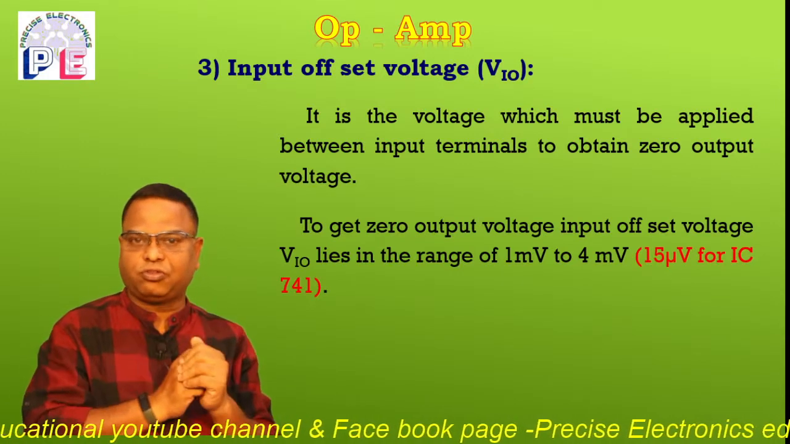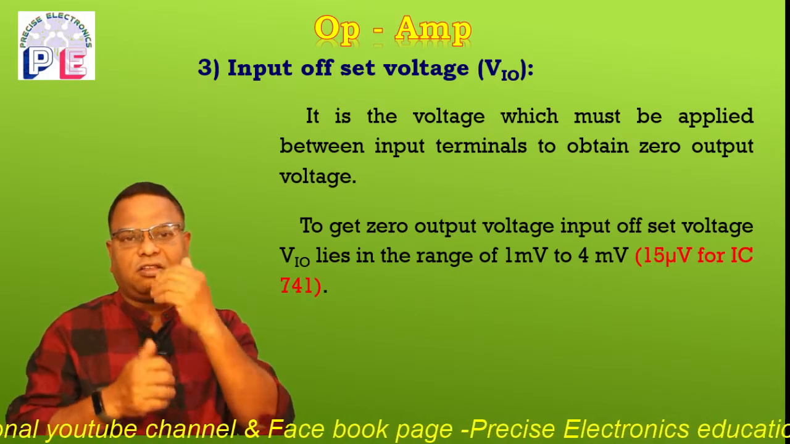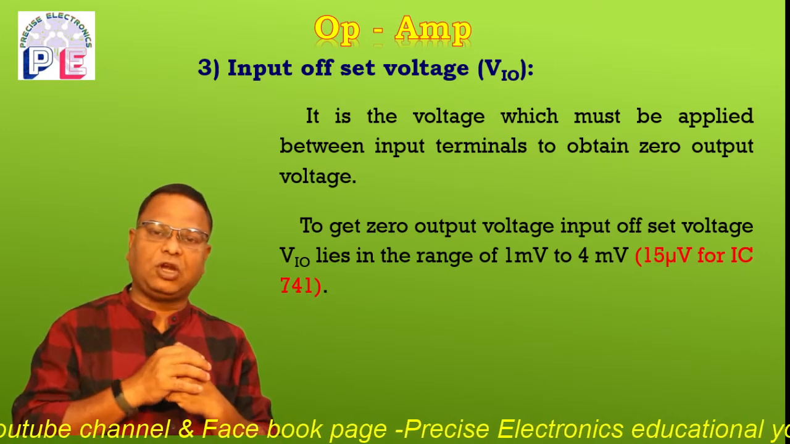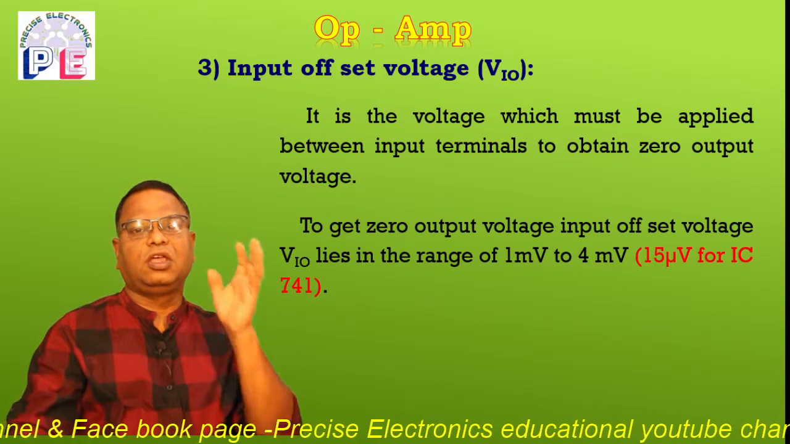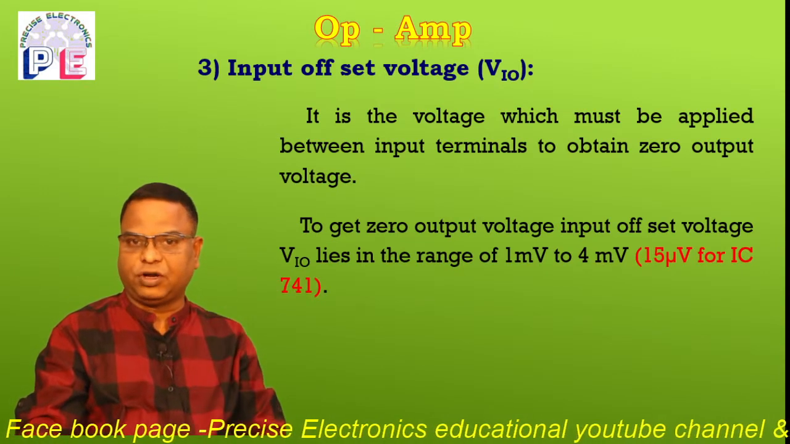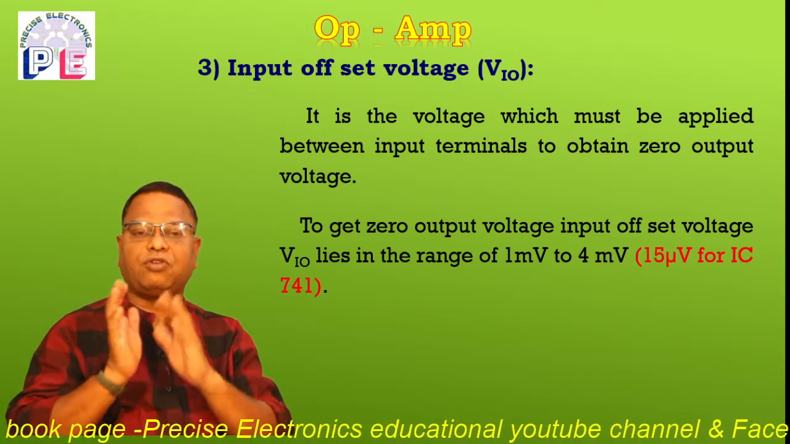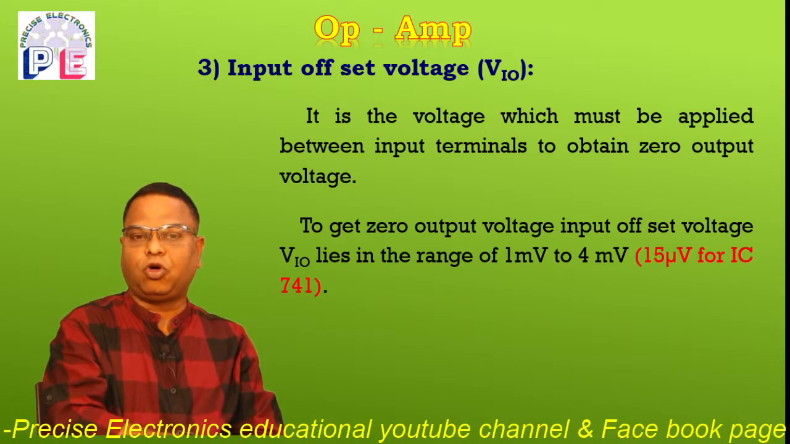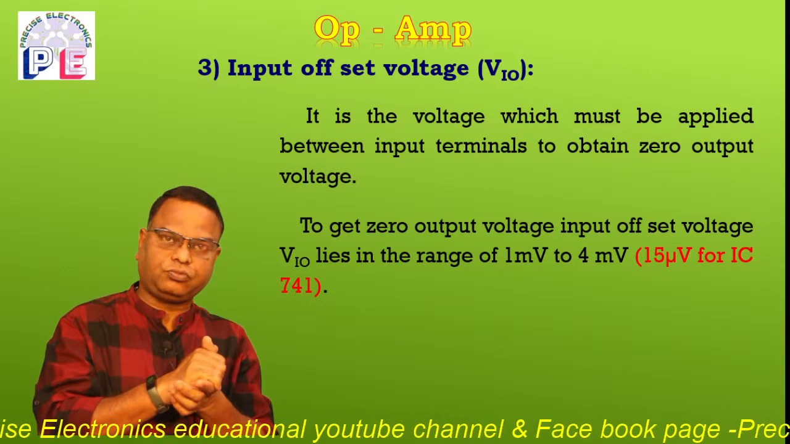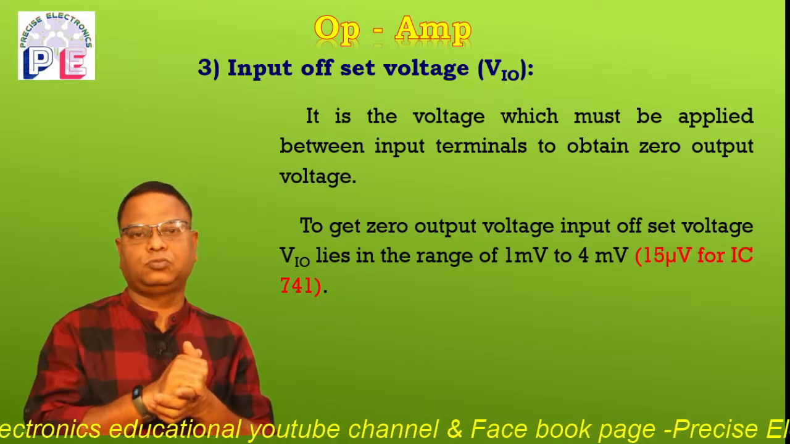Theoretically V1 and V2 must be the same, but practically there is a slight difference between V1 and V2, and that lies in the range of 1 millivolt to 4 millivolt. In case of IC741, it is 15 microvolt. That is the input offset voltage, V suffix IO.